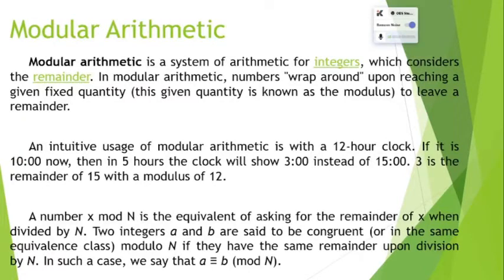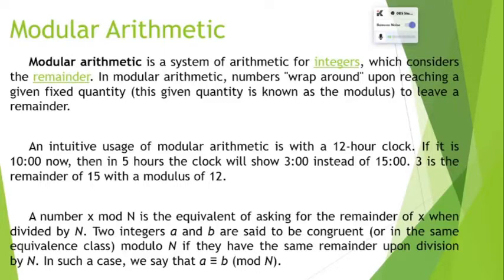So let's define modular arithmetic. Modular arithmetic is a system of arithmetic for integers, which considers the remainder. In modular arithmetic, numbers wrap around upon reaching a given fixed quantity. This given quantity is known as the modulus to leave a remainder. An intuitive usage of modular arithmetic is with a 12-hour clock. If it is 10 o'clock now, then 5 hours later, the clock will show 3 o'clock instead of 15. So 3 is the remainder of 15 with modulus of 12.